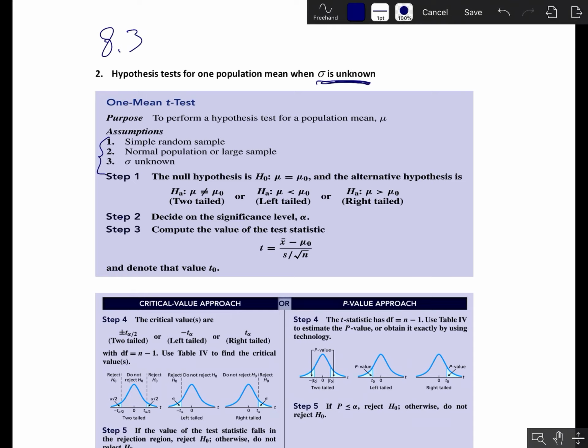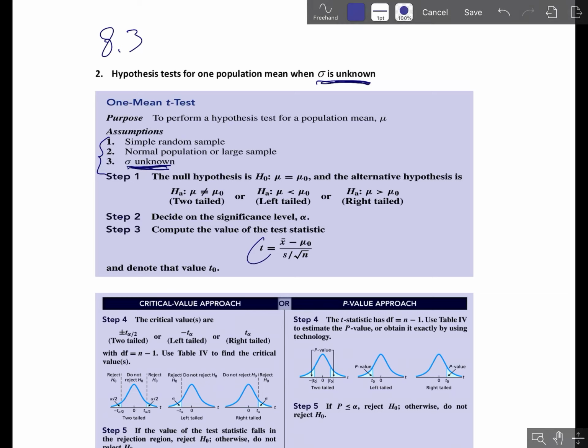So notice that the assumptions here are going to be the same. We still want a simple random sample. We still want the variable that we're measuring to be normally distributed, or we need to be taking a large sample. But notice that 3 here is different. 3 says that sigma is unknown in this case.